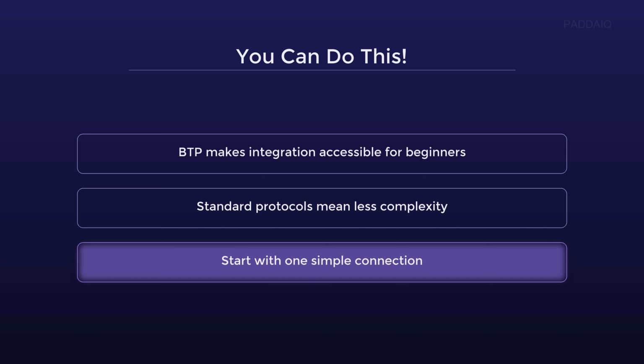Start with one simple connection. This means establishing just one basic link between SAP BTP and another system, like an on-premise database. For example, connect your BTP account to a single on-premise HR system to read employee data. This initial step builds confidence and demonstrates immediate value, making the platform's power accessible right from the beginning.